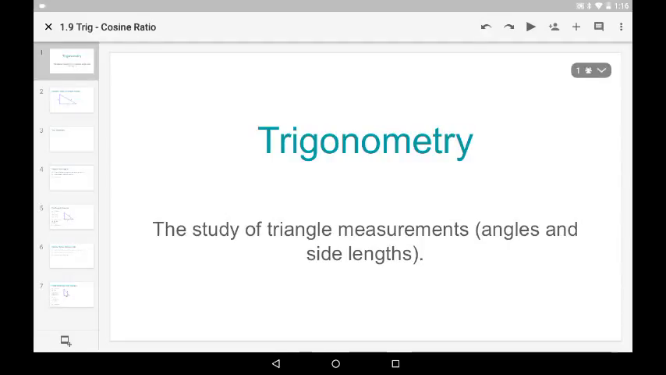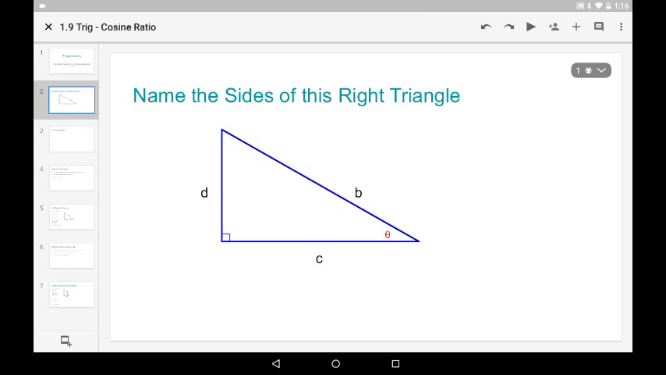Welcome to the third lesson on trigonometry. Again, it's the study of angles and side lengths in right triangles. So just like in the sine ratio lesson, I'd like you to take a minute and name the sides of this triangle. So tell me which one is opposite, adjacent, and which one's the hypotenuse.